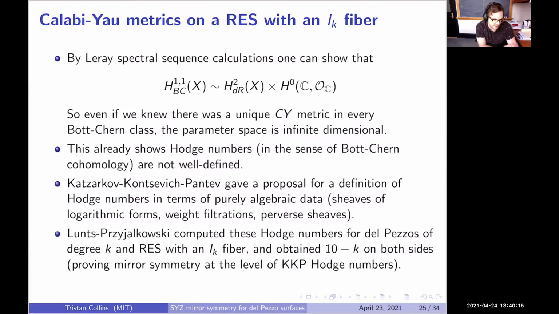And Lentz and Przylkowski computed these Hodge numbers for del Pezzo surfaces of degree K and rational elliptic surfaces, and they found that these Hodge numbers were 10 minus K on both sides, proving this mirror symmetry at the level of KKP Hodge numbers. So one thing I would like to explain in this talk is how to define these Hodge numbers purely geometrically.